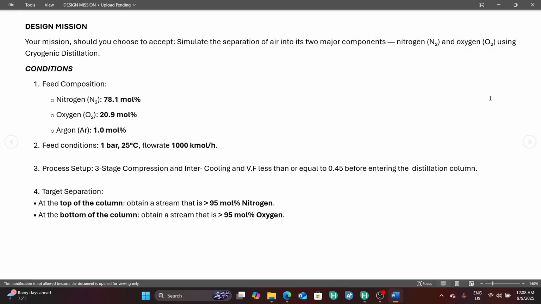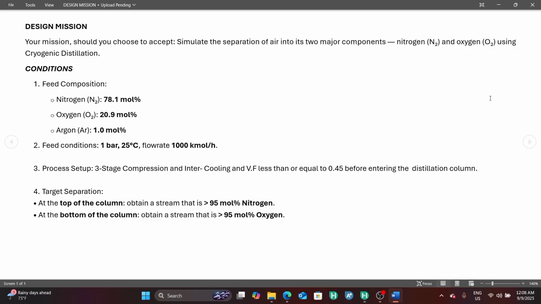Engineers in the rough, you have a design mission on hand. Your mission, should you choose to accept it: separate air into two major components, nitrogen and oxygen, using cryogenic distillation. Feed composition includes nitrogen at 78.1% mole fraction, oxygen 20.9%, argon 1%. For feed conditions, we have 1 bar, which is equivalent to 1 ATM, and 25 Celsius, and a flow rate of 1,000 kilogram mole per hour.